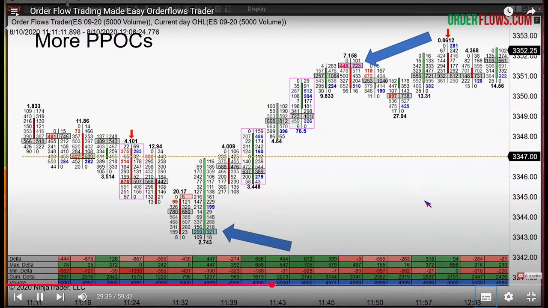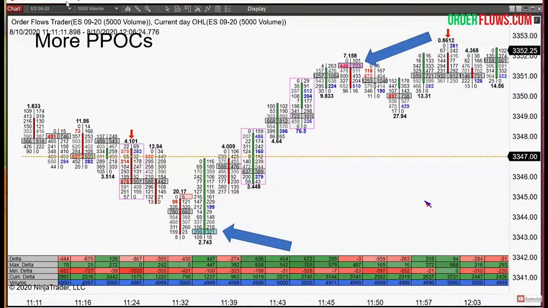Because everybody trades differently. Right? We all don't look at a 1 minute chart. We all don't look at a 5,000 volume chart or a 4 range chart. However, whatever type of chart you're looking at, the same things apply in the order flow. Whether you're looking at a 5,000 volume chart, a 5 minute chart, a 30-second chart, whatever, you're still going to look at the same thing.